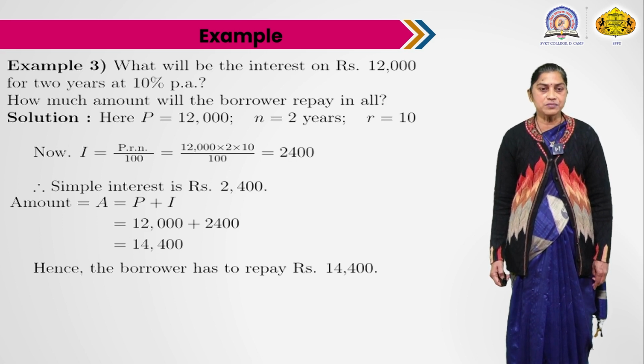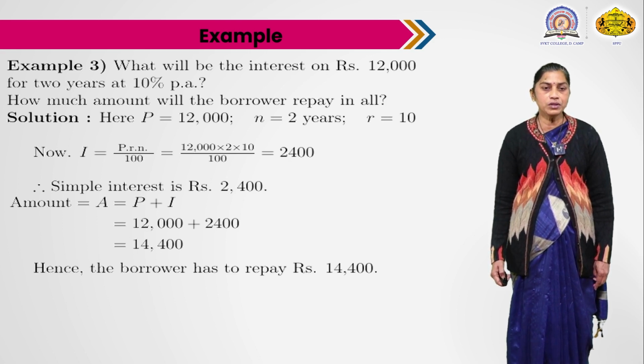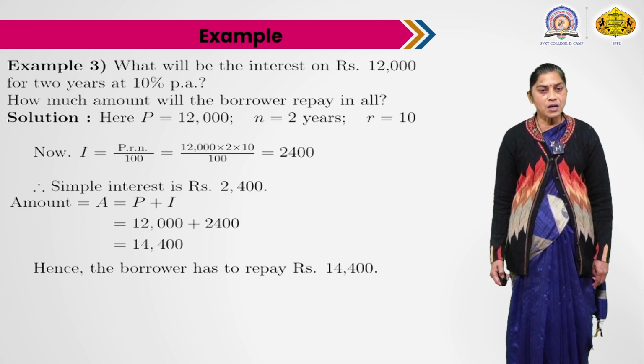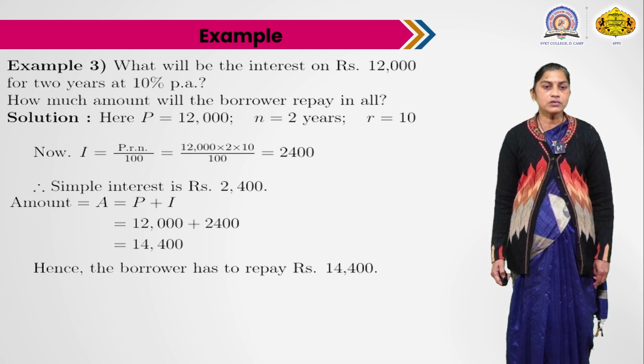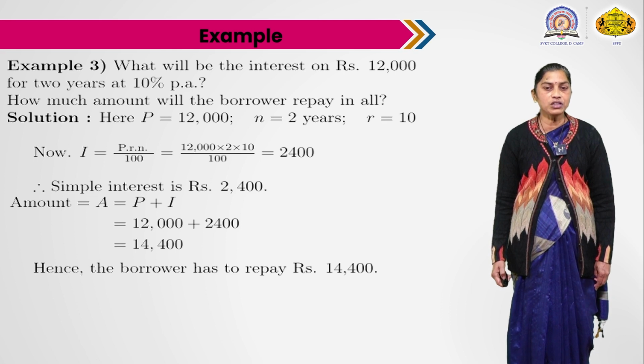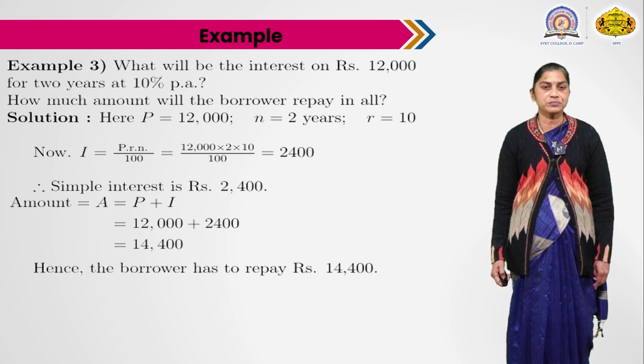But amount is asked. What is the formula for amount? A is equal to P plus I. P comes to be 12,000 plus I is 2,400. So the total amount becomes 14,400 rupees. So see, the principal is 12,000, the amount to be repaid is nothing but 14,400 rupees.